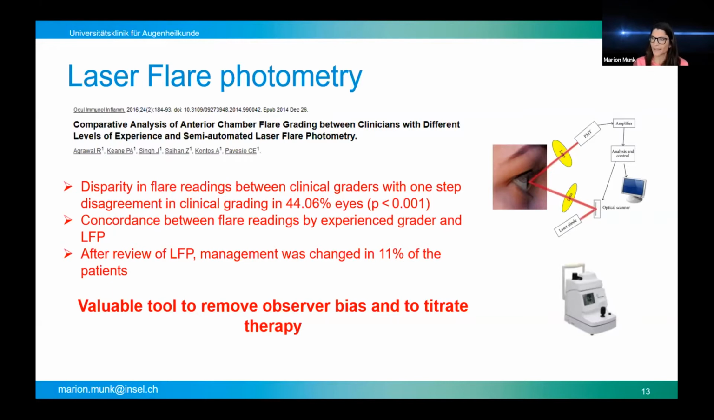you can show that there is a reliability of the laser flare measurements, because when you compare the laser flare assessment with the anterior chamber flare assessment from clinical experts and uveitis experts, you see that there is a concordance and an association. And what is also very important is that if you add laser flare photometry to the assessment of a patient, the management is regularly changed based on the laser flare photometry. So it's really a valuable tool to remove observer bias and to titrate therapy.